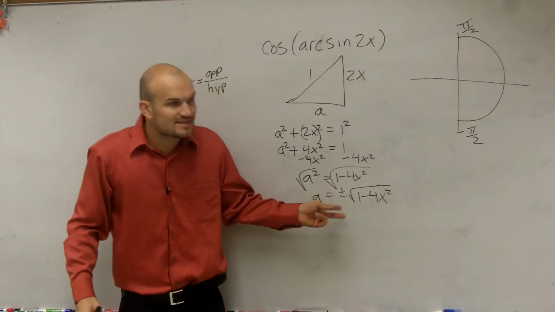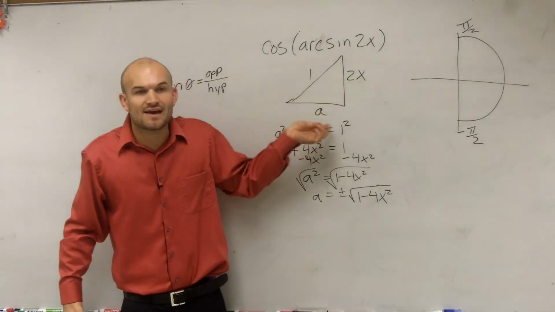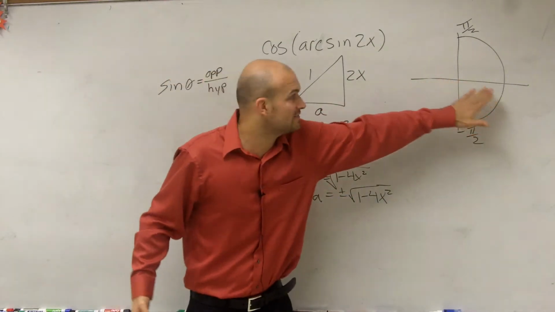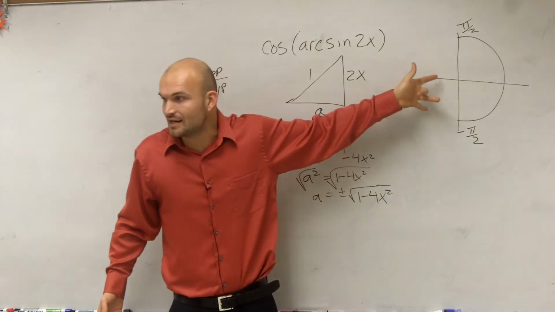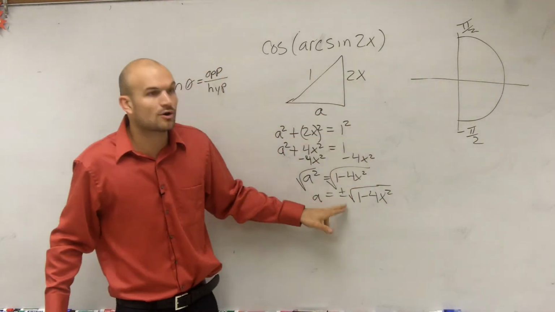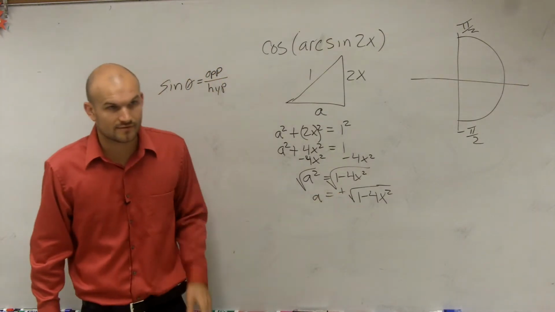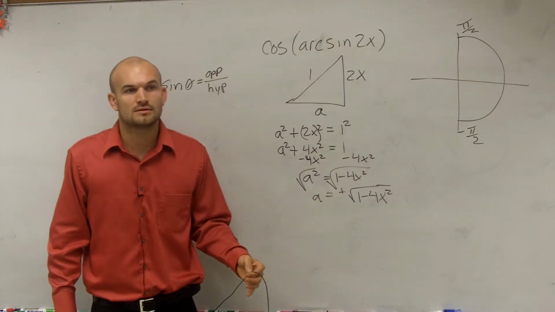However, what did we say that cosine had to be? What did this leg have to be? It has to be positive, right? Because if it's negative, if cosine is negative, I'll be outside of the function. So do you guys see how now we're only going to use that positive value? So we get rid of the negative. Yes, Caitlin? Question?